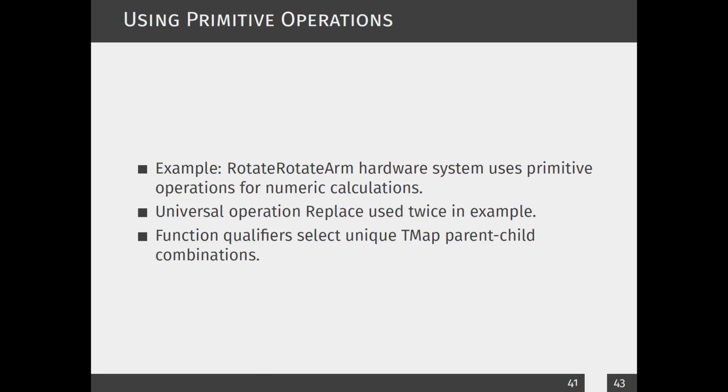Now, using primitive operations, let's look at another example. Rotate: you have a rotate arm hardware system. You can use primitive operations for numeric calculations. So for universal operations, you can use replace twice, and then you can have a function that qualifies to use a unique TMAP parent-child combination.